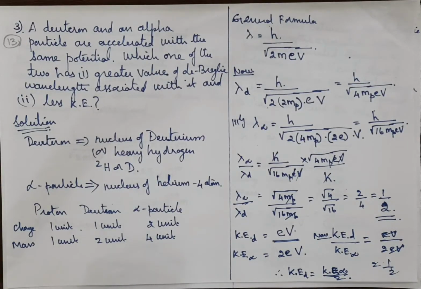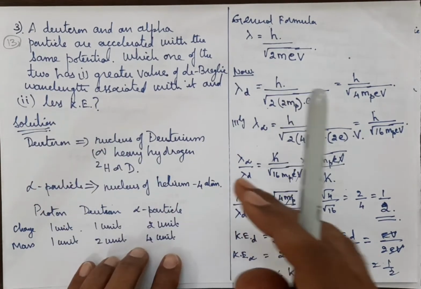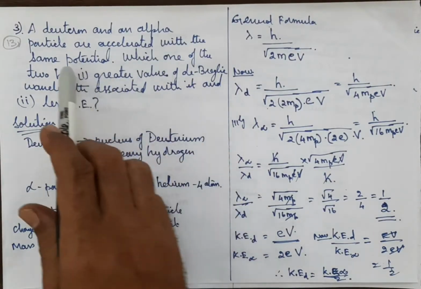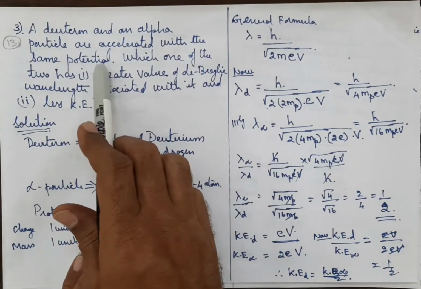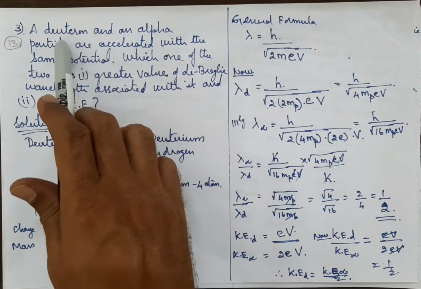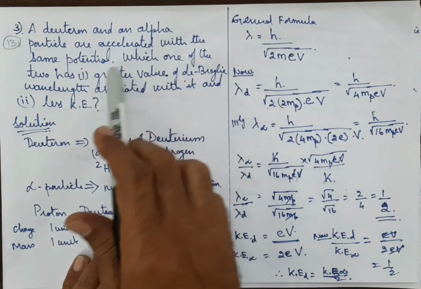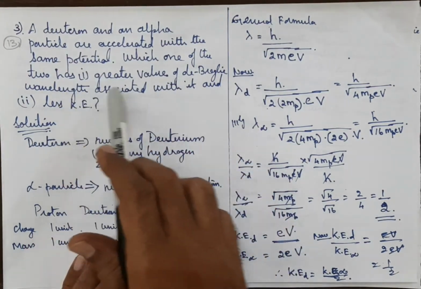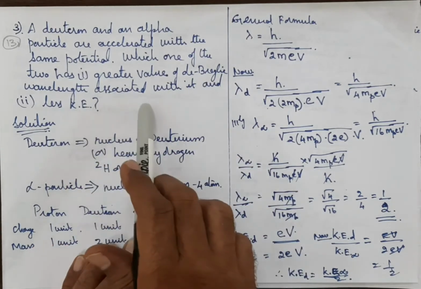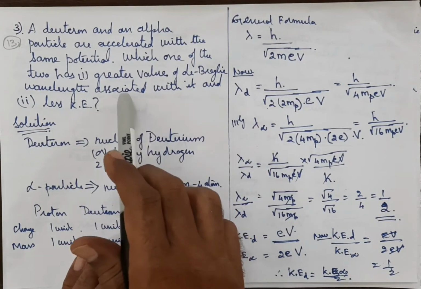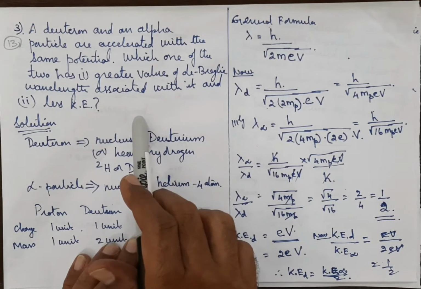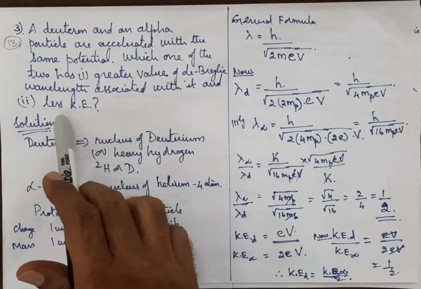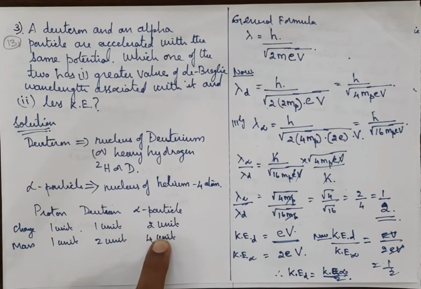Now we see the 13th problem in the book back. The problem reads as follows: a deuteron and an alpha particle are accelerated with the same potential. So both these deuteron and alpha particles are accelerated with the same potential, same V. Which one of the two has the greater value of de Broglie wavelength? So we have to find which has the greater de Broglie wavelength, and which one has the lesser kinetic energy. So there are two parts, so we'll see one by one.